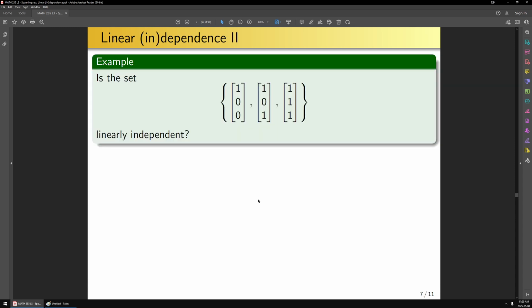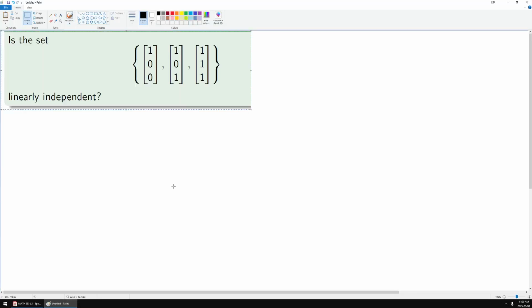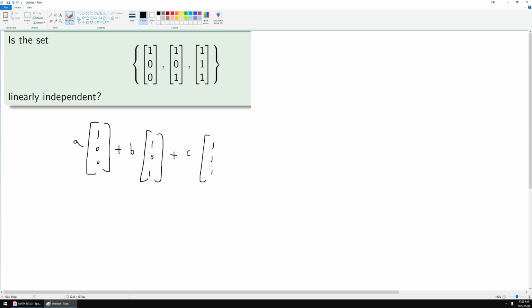Okay, is this set linearly independent? I don't know. Let's go find out. So if I want to determine if something is linearly independent, I have to appeal to that definition. So explicitly what I need to do is examine the equation: (1, 0, 0) with some scale factor plus the second vector with some scale factor plus the third vector with a scale factor is equal to the 0 vector.